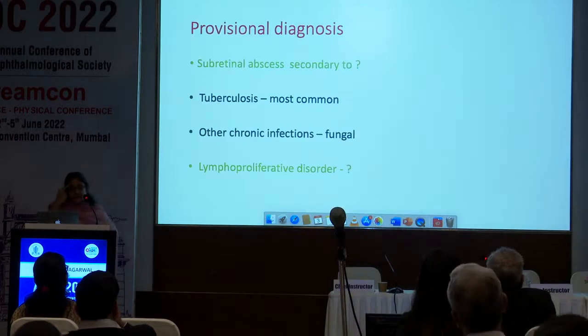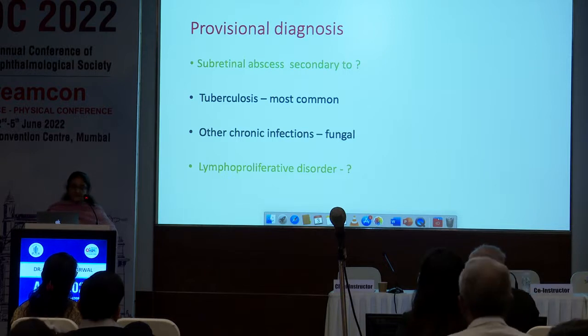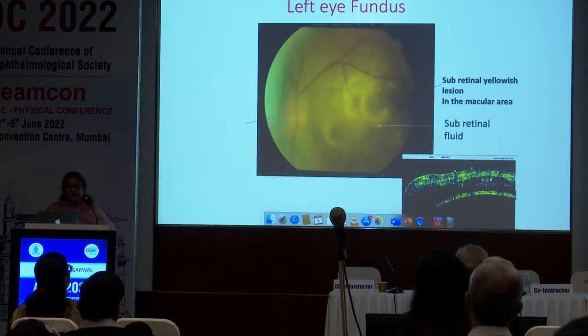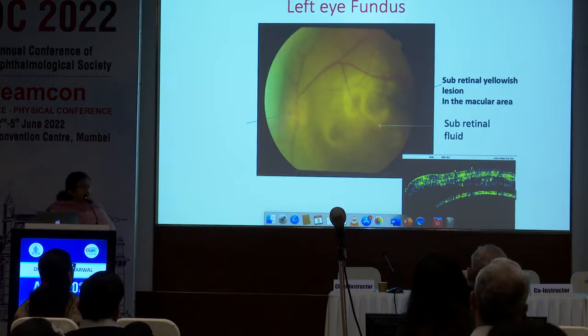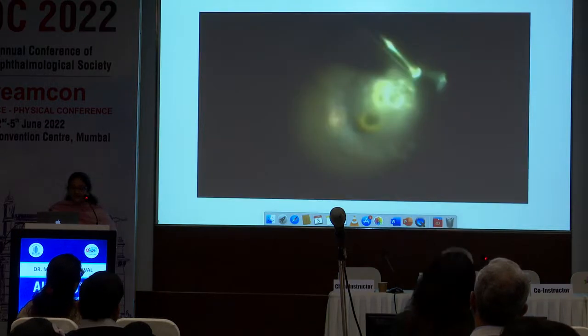So the provisional diagnosis, seeing the profile of the patient, was a subretinal abscess secondary to tuberculosis, which is very common in the area where I practice, and other chronic infections, of course, such as fungal. And the last thing which we had kept in the differential diagnosis was a lymphoproliferative disorder, being a child. Now, this is the left eye fundus. You again find, as I had shown, a large lesion, very much looking like an abscess.